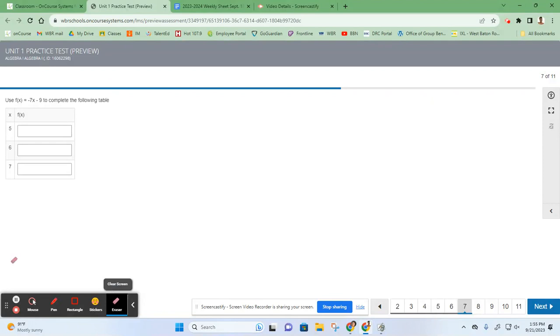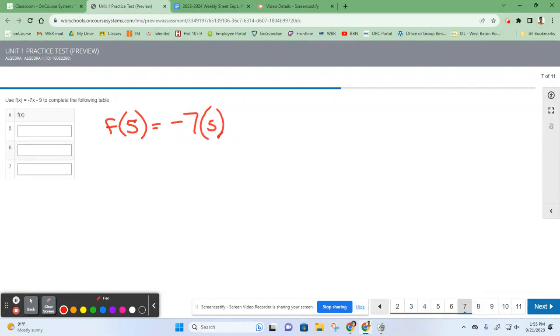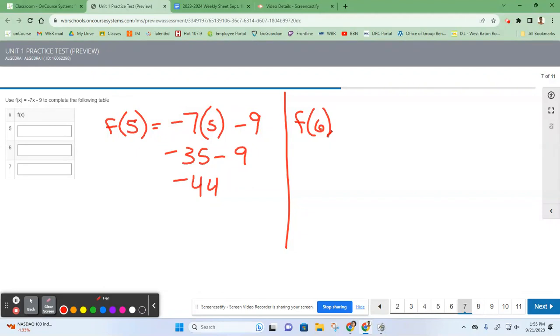All right, so next, f of x. We're using this equation to find it. So when x is 5, it'll be negative 7 times 5 minus 9. So that's negative 35 minus 9. Same signs add and keep, gives me negative 44. The second one, f of 6, negative 7 times 6 minus 9, gives me negative 42 minus 9. Same signs add and keep, gives me negative 51.